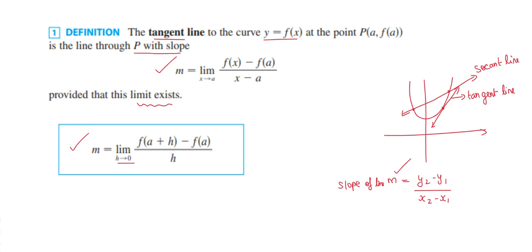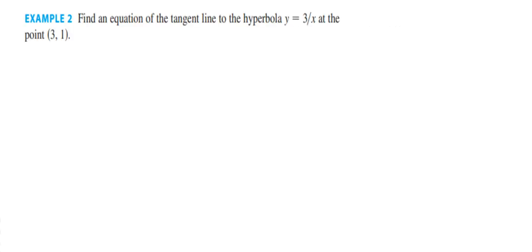Actually, how does h tends to 0 come about? Here we can substitute h as x minus a. If x tends to a, then h tends to 0, because x is a and a minus a is 0. That is how we get this formula. And in place of x, we can write x equal to h plus a. That's how we write this formula: m equal to limit h tends to 0 of f of a plus h minus f of a divided by h. So first, using this formula, we can solve a problem.